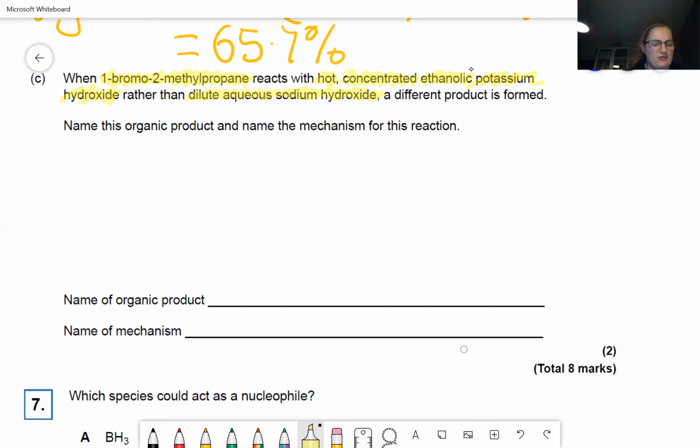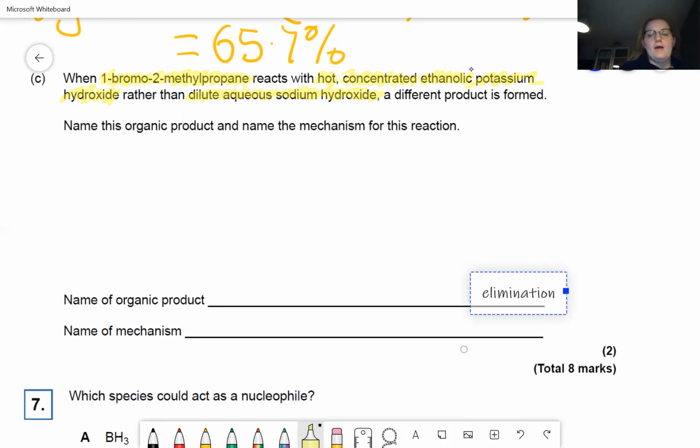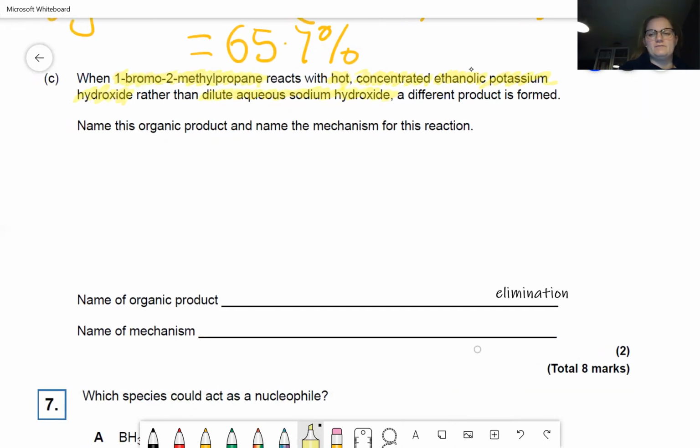It gives you space to draw the reaction. You don't need to draw the reaction. You can literally just write it out. So obviously, this is an elimination reaction. Elimination mechanism even. And that is because obviously when we're using that ethanolic, the ethanol with the potassium hydroxide, an elimination reaction occurs.